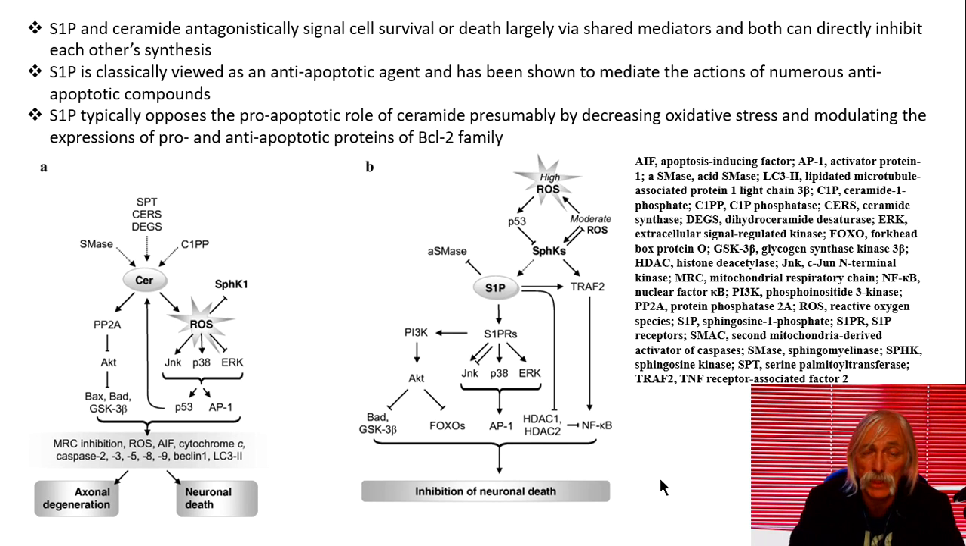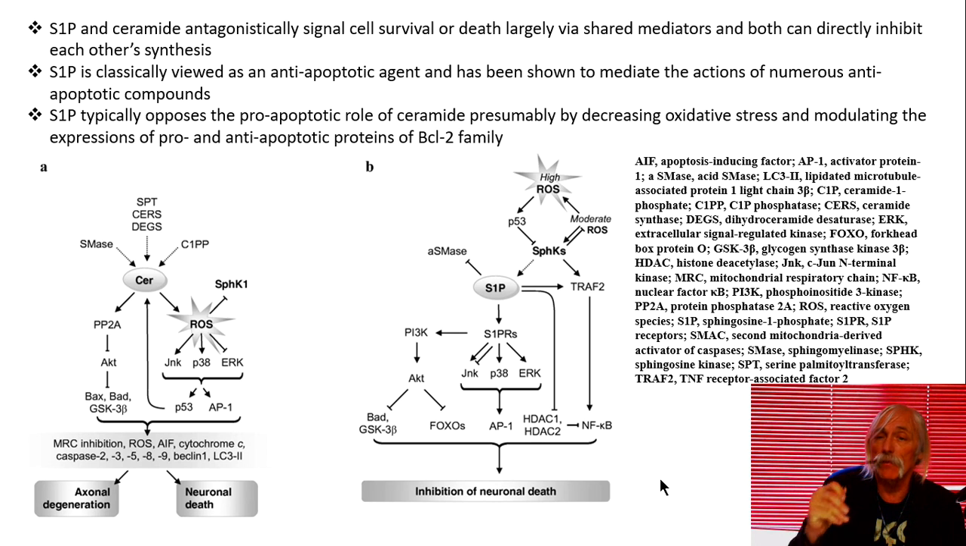to target this pharmacologically. So sphingosine 1-phosphate is classically viewed as anti-apoptotic, that is, it prevents programmed cell death, and has been shown to mediate the actions of numerous anti-apoptotic compounds. S1P typically opposes the pro-apoptotic role of ceramide, presumably by decreasing oxidative stress and modulating the expression of pro- and anti-apoptotic proteins of the BCL2 family. So it modulates the pro-apoptotic proteins by suppressing them, and it activates the anti-apoptotic proteins in the BCL2 family, therefore decreasing programmed cell death.